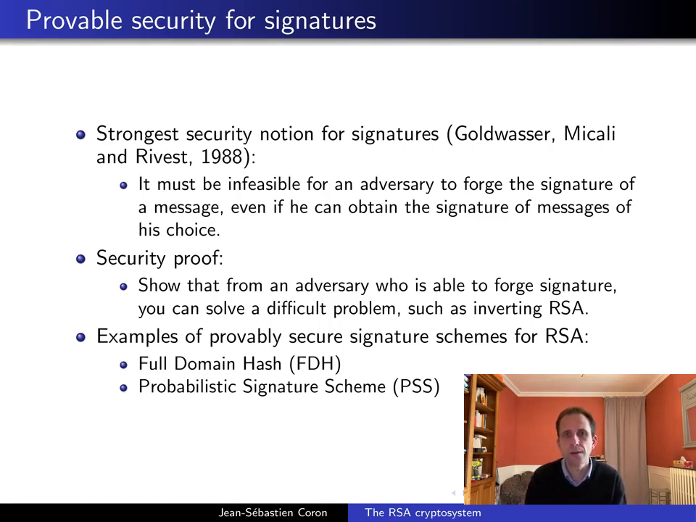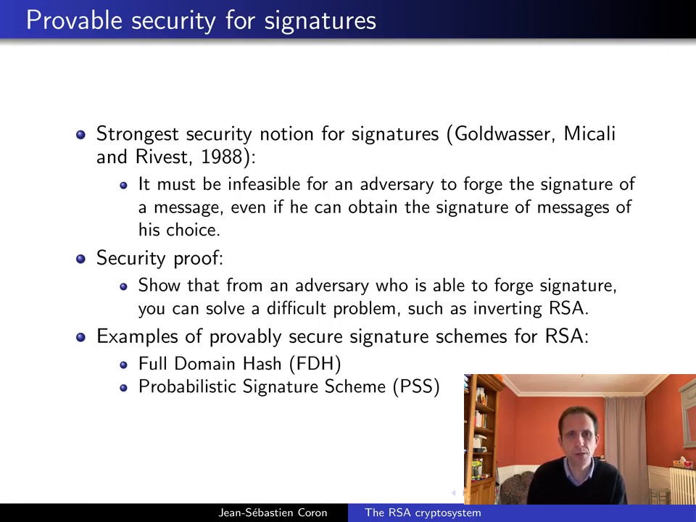And then, based on this security notion, we can try to have a security proof. We can try to prove the security of a scheme. For this, we show that if we have an adversary who can break our signature scheme, who can forge signatures according to this security definition, then we can use this adversary to solve a difficult problem such as inverting RSA. Conversely, this means that if we assume that inverting RSA is hard, then there can be no such adversary, and so our signature scheme is secure.